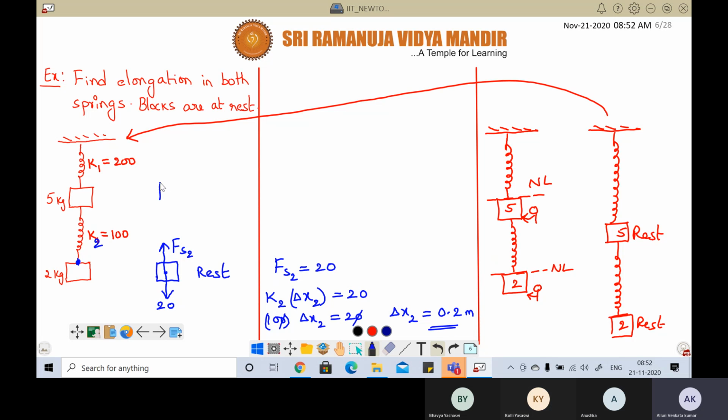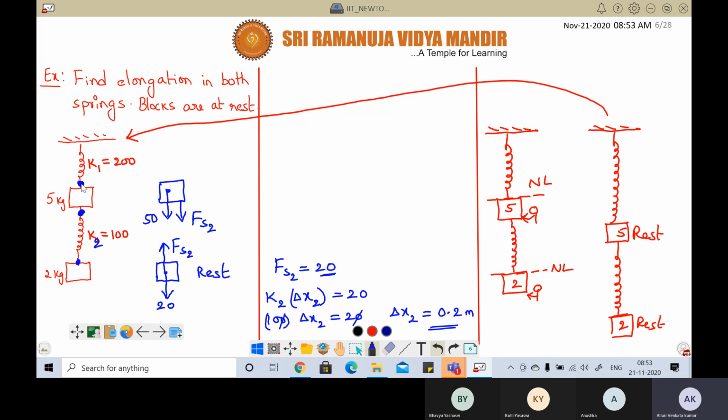Now tell me what is the free body diagram of 5 kg? Tell me, first force is what? Gravitational force, 50 Newton. Now this block has 2 springs. See here. What is the direction of the spring force at this point? Downwards. Correct. Very good. How much is that? FS2, 20 newtons anyway. The value is FS2.